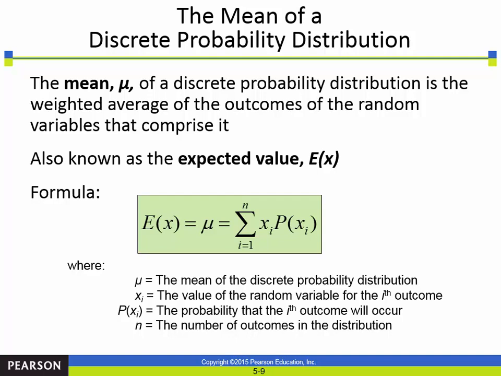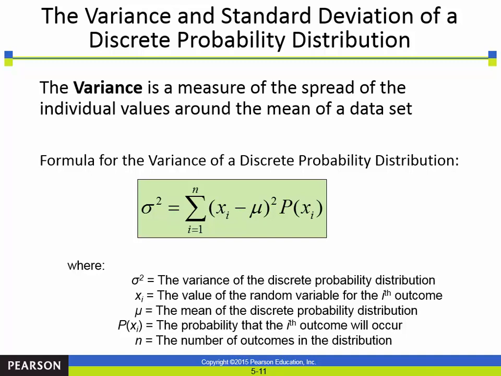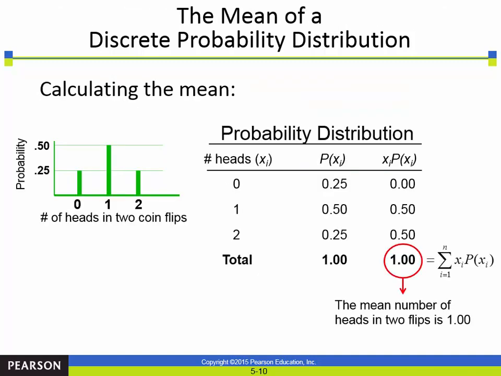The mean of a discrete probability distribution is the weighted average, which we've learned how to do, of the outcomes of the random variables that comprise it. There they give you the formula that looks scary, but we know it's not that scary. I'm skipping through that because we've done this. The easiest way, in my mind, for these is just to create a table, take the number times the probability, and that gives you the mean for that one, and then we add them all up. We've done it over and over, guys.